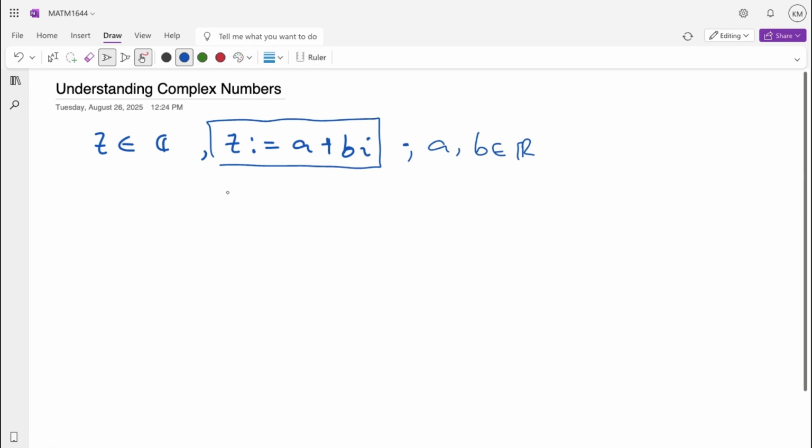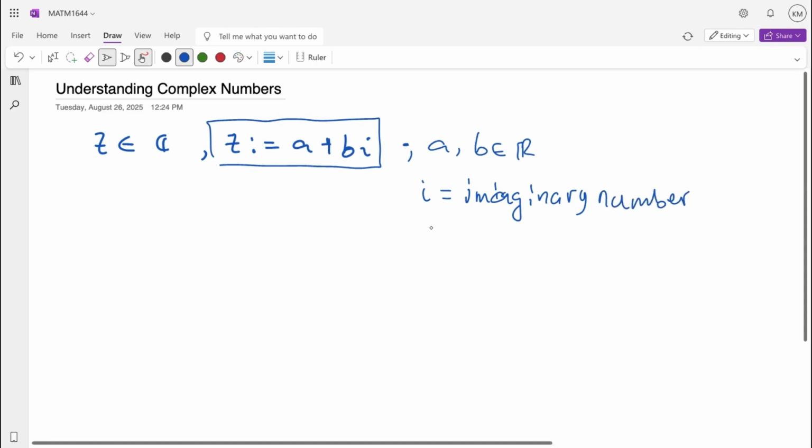For those of you who maybe do not have an idea, i is the imaginary number. You should keep in mind that i equals the square root of minus 1. If i equals the square root of minus 1, it implies that i squared equals minus 1. So keep this in mind. It's going to be really important as you proceed and do examples of complex numbers.